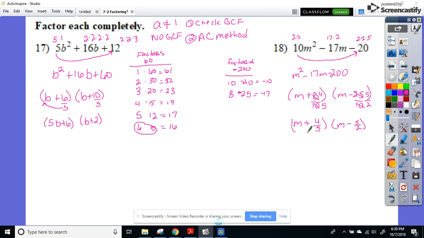Okay, now we swing the 5 up in front, 5m plus 4. We swing the 2 up in front, we get 2m minus 5. This is the final factored form. You do FOIL on this, or double distribution, or the box method, however you want to multiply those out. If you multiply those out, you would get these 3 terms. Okay, so what's next?